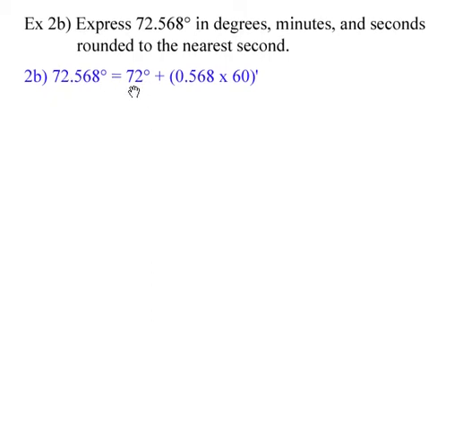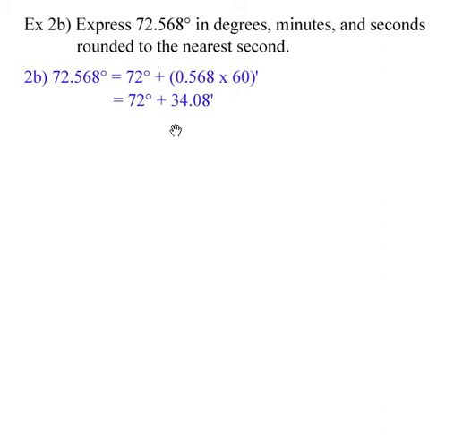Alright, well, let's go in the other direction now. We're going to convert 72.568 decimal degrees to degrees, minutes, and seconds, and we're going to round our answer to the nearest second. In order to do that, let's start with the decimal portion of this number. What's to the left of the decimal we know is going to be 72 degrees, but the 0.568, if we multiply that by 60, that'll tell us how many minutes there are. When we do that, 0.568 times 60 is 34.08 minutes.